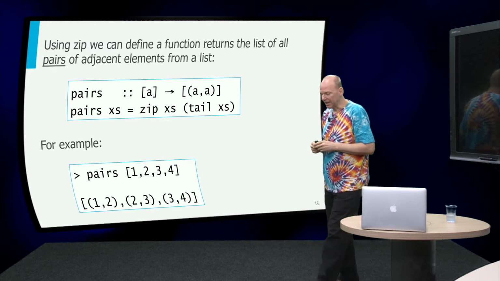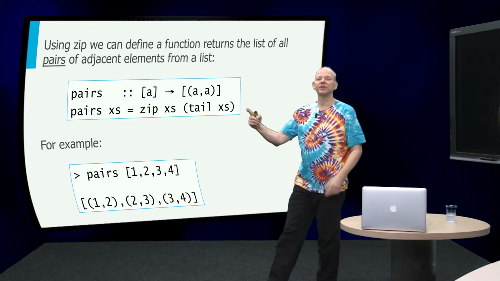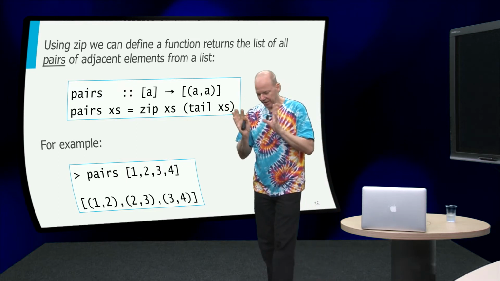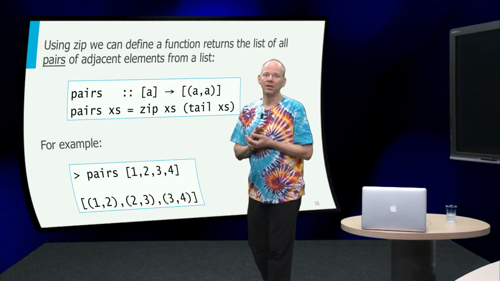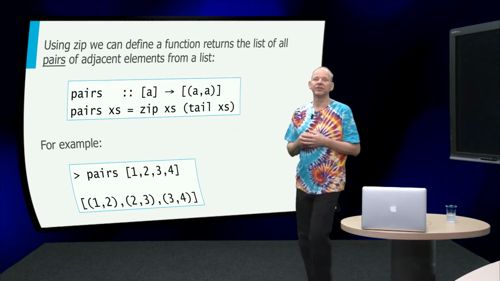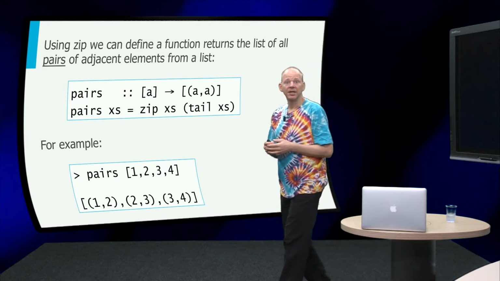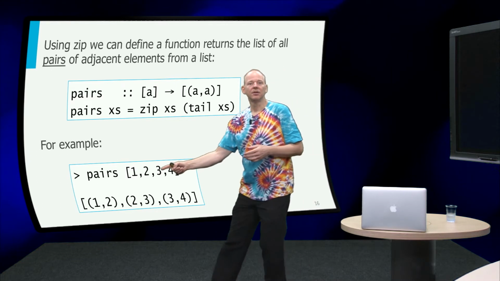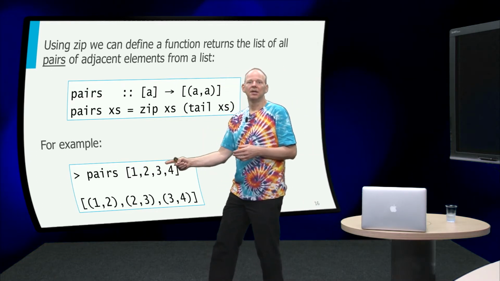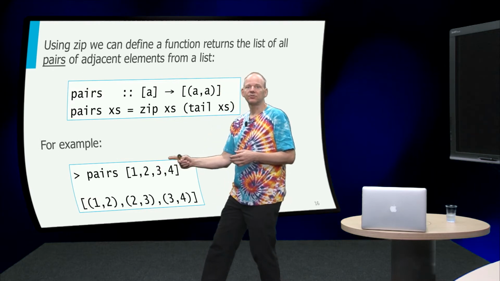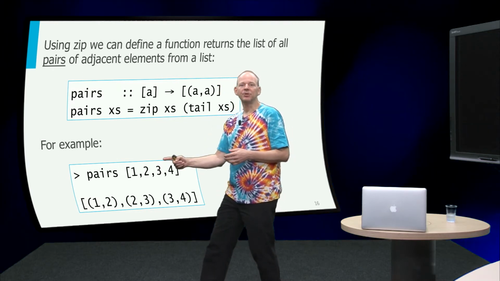So how can we do that? And this function here is, I think, a beautiful example of using zip to do this. So what you do is I take that list, 1, 2, 3, 4. Then I take the tail of this list, 2, 3, 4. And then I zip those two together.